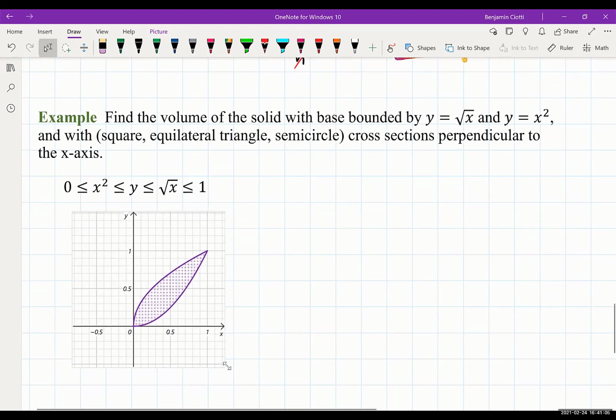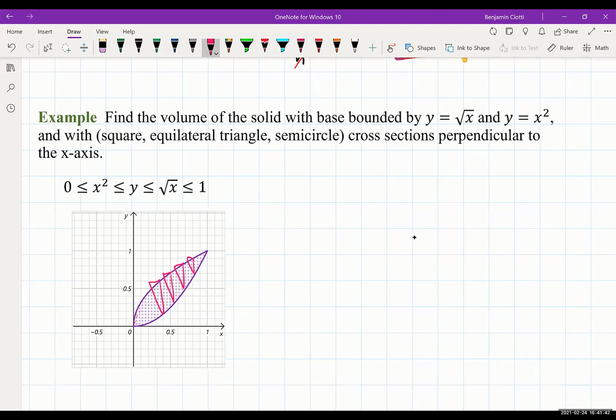There's our base region. And the way these problems work is you are told what your cross section looks like. For example, if your cross section looked like semicircles, then your shape would look like this. And you kind of have to connect all the tops of the cross sections together. Or if your cross sections look like triangles, maybe in that case, it would all look like this.